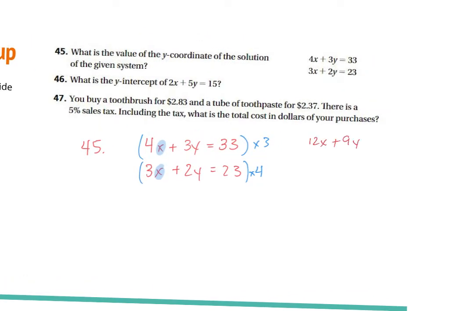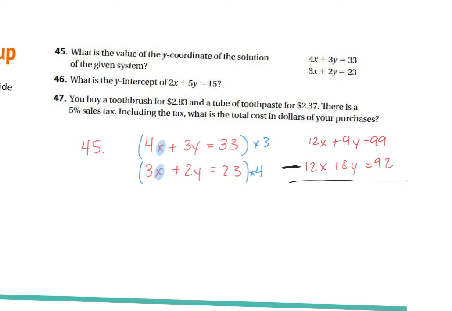12x plus 9y equals 99. Beautiful. And the bottom one? 92. Now, Ashton, did you add or subtract these two equations? Very good. Why'd you subtract? Very good. They're both positive.